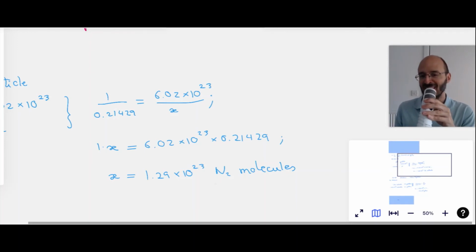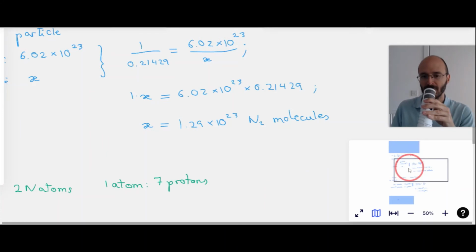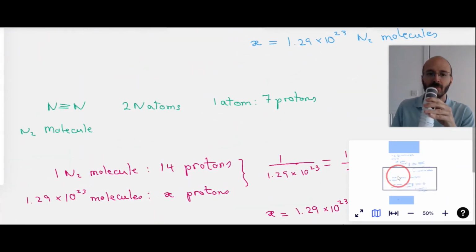But that's not the answer, because the question is about the number of protons that you had. So then we have to think about the ratio between molecules and protons. A nitrogen molecule is N2, is made of 2 nitrogen atoms. Each atom is made of 7 protons. So if one molecule has 2 atoms, one molecule will have 14 protons. The number of molecules we have is this one. That will give you x protons.